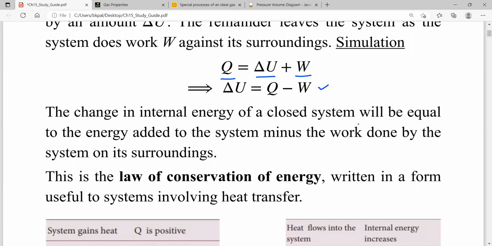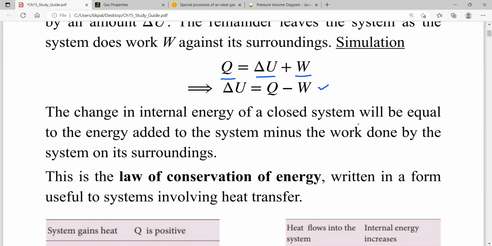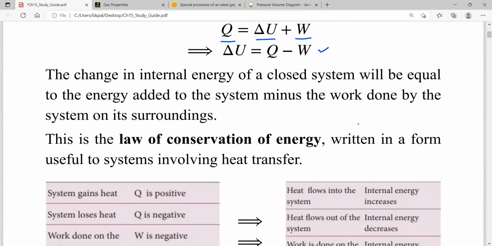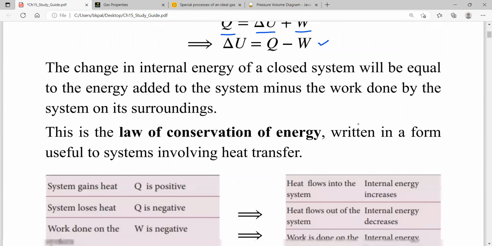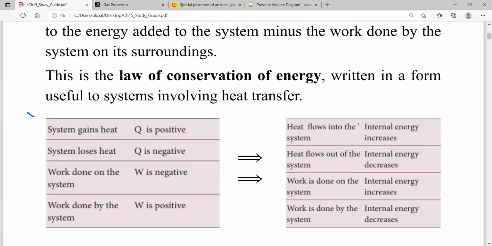Okay. So if the work is done by the system, in this example, in this simulation, the work was done by the system. So when the work is done by the system, then W is positive, and when work is done on the system, then work is negative. So remember this convention.